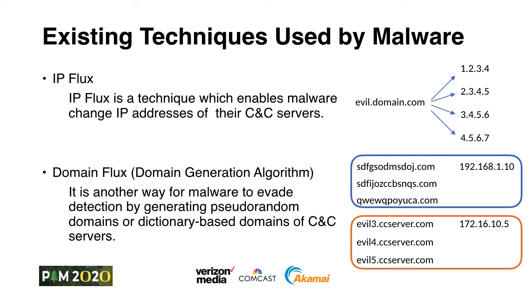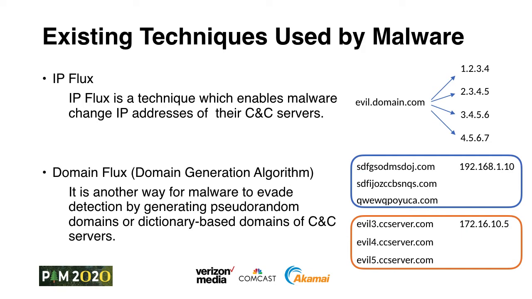Let me shortly introduce existing techniques which are widely adopted by malware. IP flux is a technique which enables malware to change IP addresses of their CC servers quickly. The right diagram is a simple version of the mechanism. It's a DNS technique used by botnets to hide malicious sites behind an ever-changing network of compromised hosts acting as proxies.